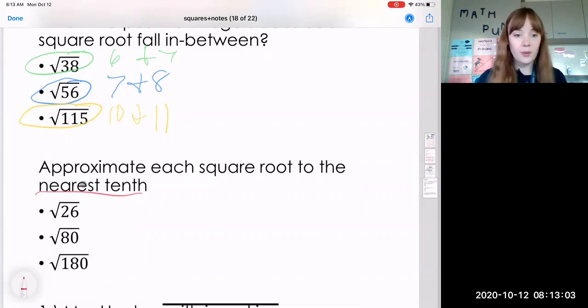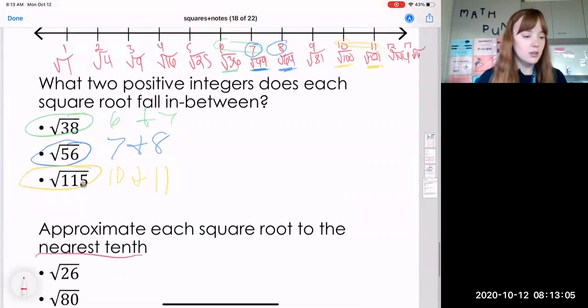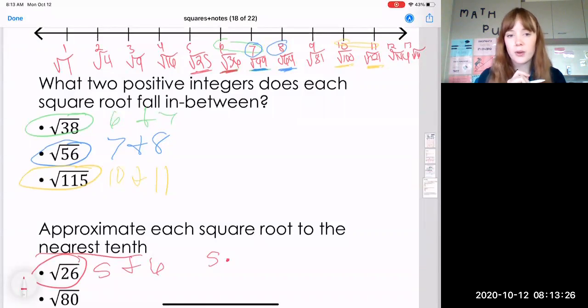So first we want to find what numbers it falls in between. Well, the square root of 26 falls in between the square root of 25 and the square root of 36. So it falls in between 5 and 6. They want it to the nearest tenth, so we have to create a decimal just to one place after the decimal point. So the way we decide is, is the square root of 26 closer to the square root of 25 or to the square root of 36?